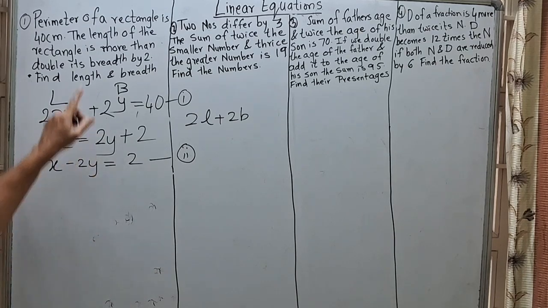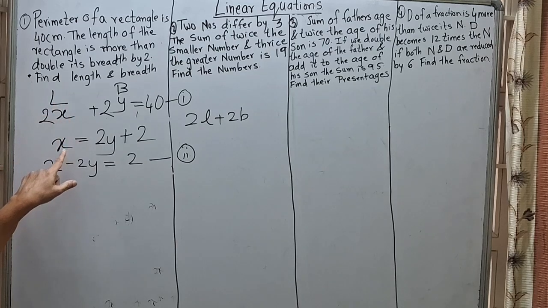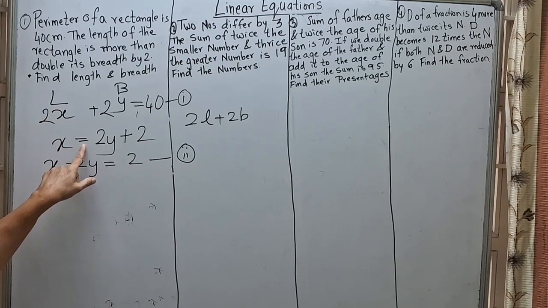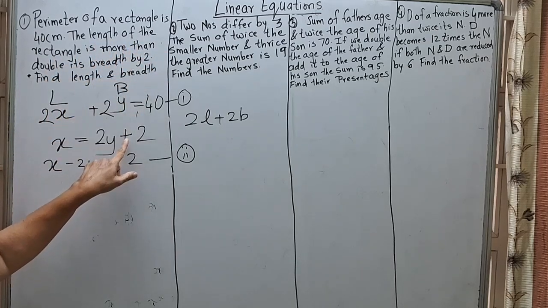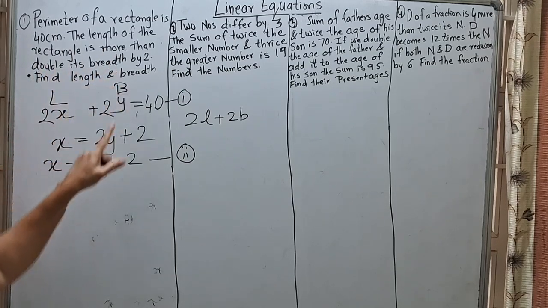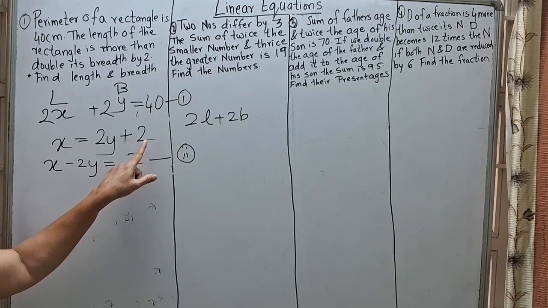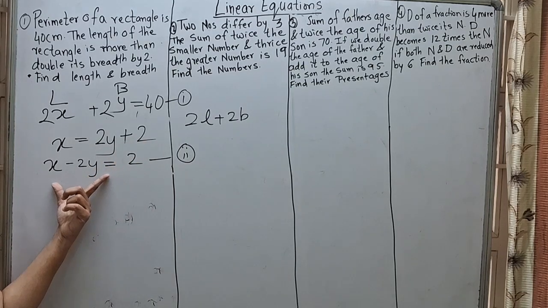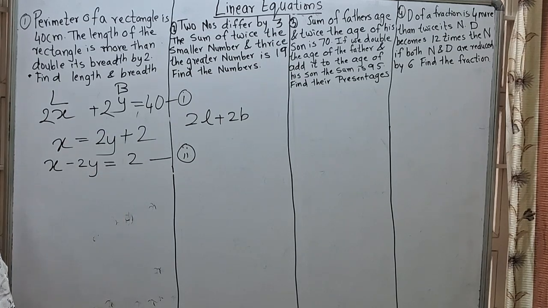Again I will repeat. The length of the rectangle, which we have considered as x, is more than, that is plus, double its breadth, y, so 2 times y, by 2, that is plus 2. Then I have written it in standard form, variable on one side, number on the other side. Now we are just going to solve this.